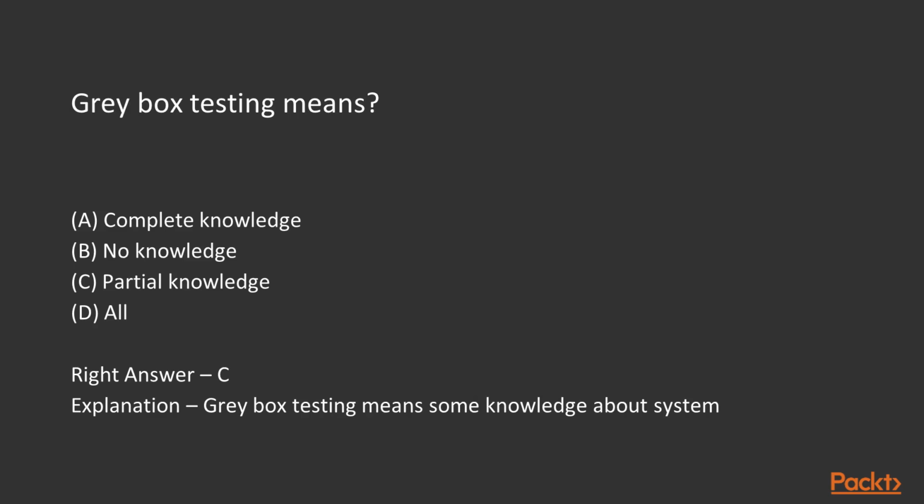Gray box is basically in the middle of white and black. So obviously gray box testing contains partial knowledge, very little knowledge about the system. Gray box is in the middle, so it will contain some knowledge about the system.